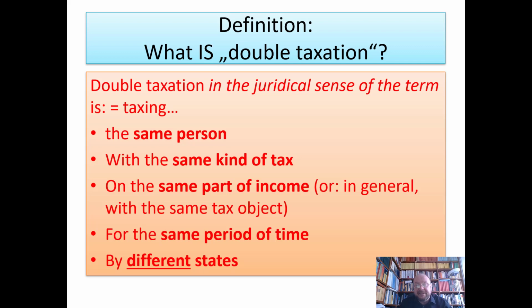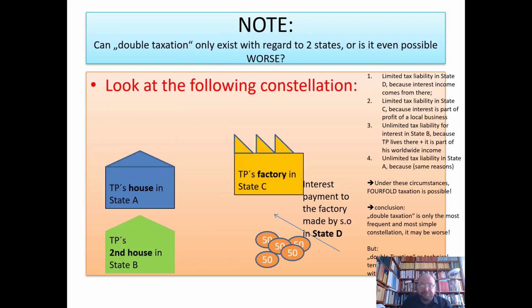So taxing the same profit in the hands of the same person with income tax and trade tax is not double taxation, because it's done by the same state, and therefore absolutely normal. Good.